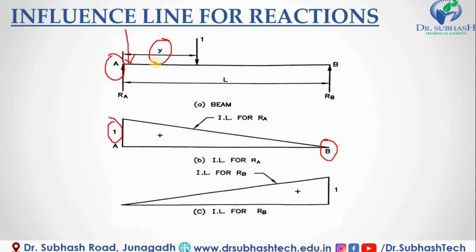In the same way, when the unit load moves to support B, RB is again 1, and on the opposite side RA should be 0. So this is the RA and RB. Now we have to find the values at different interval points throughout this L, so we have to solve the equations of RA and RB, and see how we calculate at different interval points throughout the span.